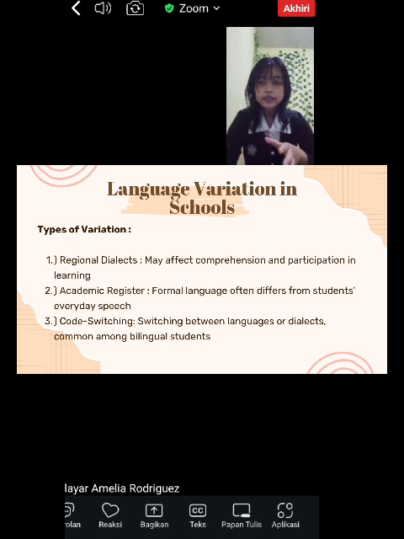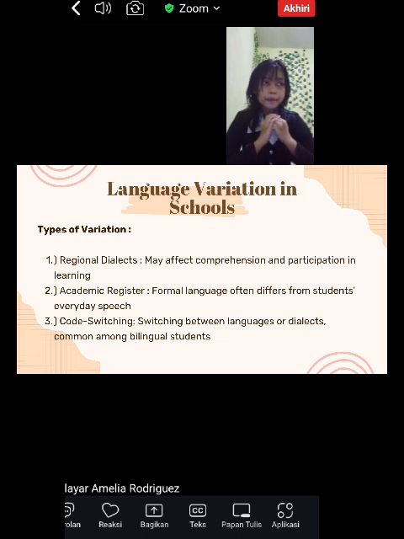Okay, the next slide. Language variation in schools. In schools, we see several types of language variation. As you know, there are regional dialect, academic register, and code switching. I will explain regional dialect first. Regional dialects are language varieties spoken in specific geographic areas. These dialects may differ in pronunciation, vocabulary, and even grammar, even though they might belong to the same overall language family.